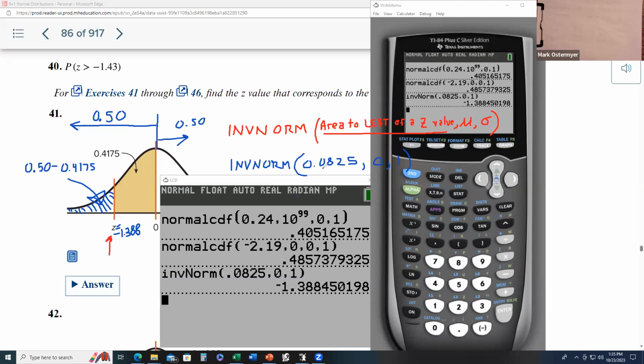So about 8% of the area of the entire curve lies below z equal to negative 1.388. Do we understand how we found that z value? Remember, it's always the area to the left of the z value that we seek. Unfortunately, the calculator cannot compute this directly the way we see it in the book here. So we had to do a little basic subtraction with our knowledge of symmetry and our knowledge of the fact that underneath the entire curve must be the area of 1. That's not really a big deal to have to do. Any questions on this, how we did that?